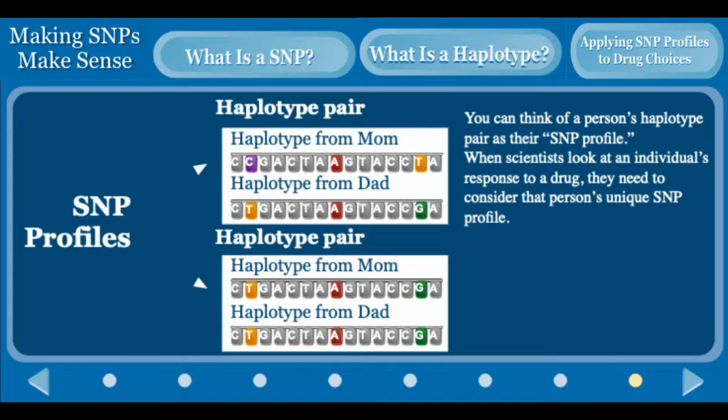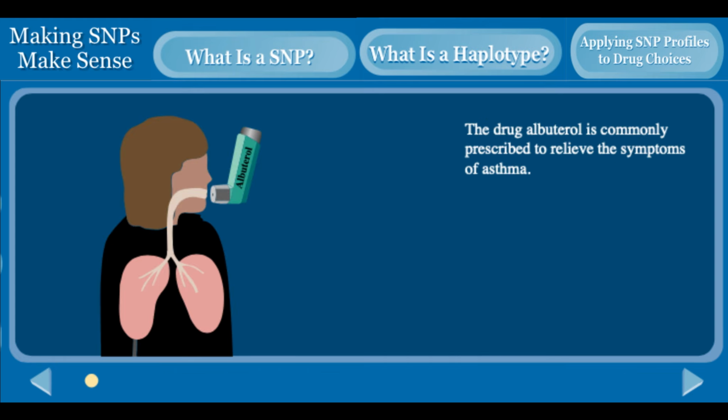When modern pharmaceutical researchers or doctors analyze how a person will react to a specific drug, they look past individual mutations and instead evaluate this holistic SNP profile to predict efficacy and side effects. Now you should understand SNP profiles, and we can go to applying SNP profiles to drug choices, and we can talk about personalized medicine. To understand the practical application of this research, let's look at a common clinical scenario.